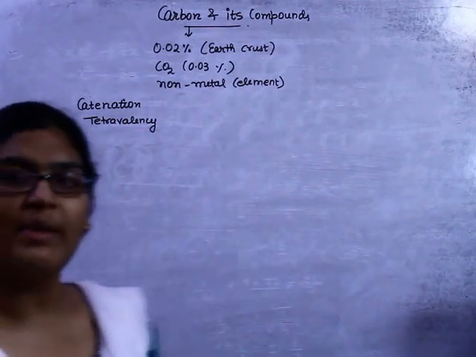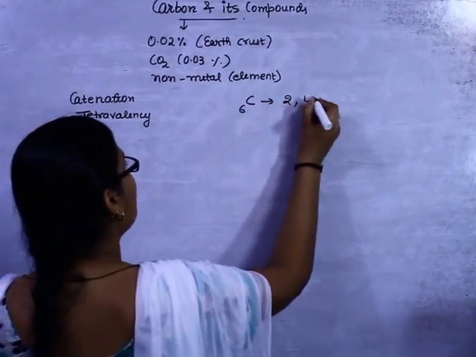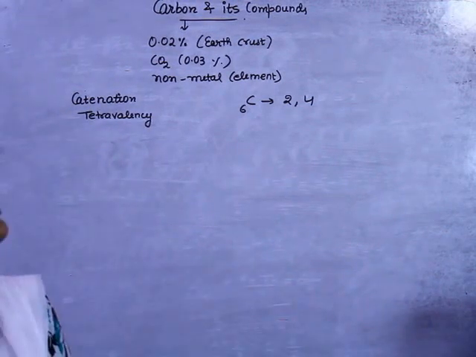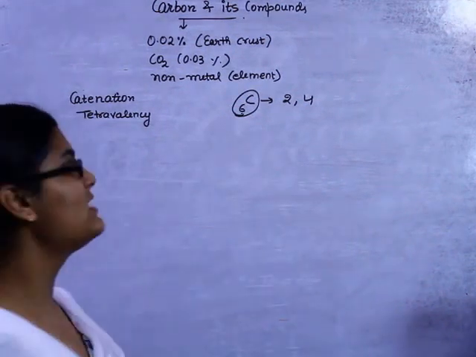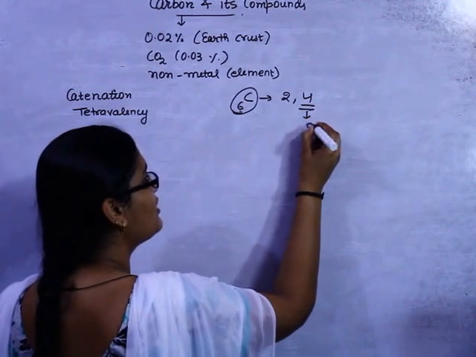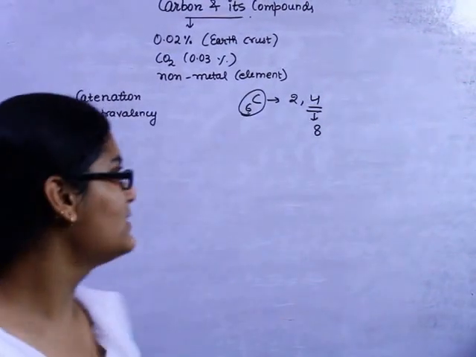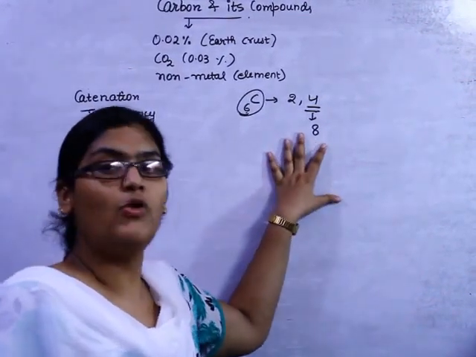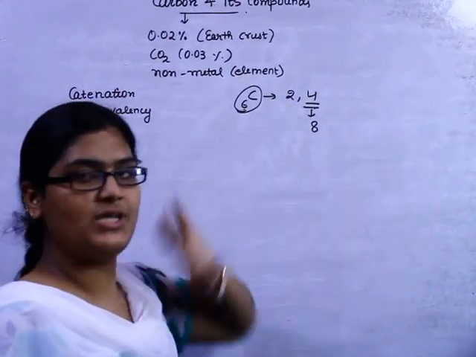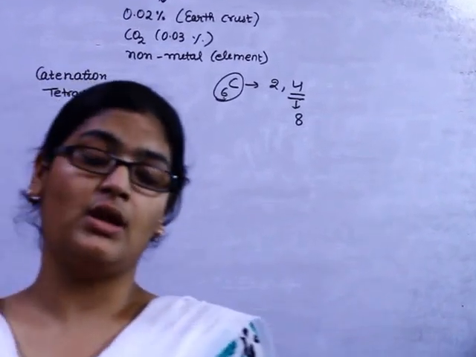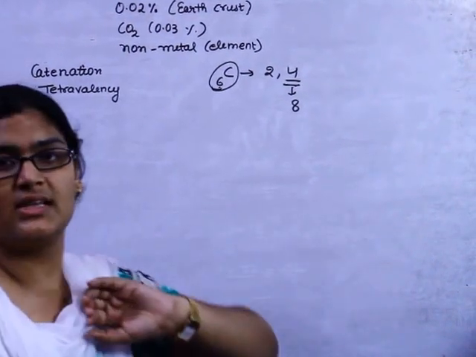Carbon has atomic number 6. So if we write its electronic configuration, we get 2 and 4. And as you know, to attain stability, to attain noble gas configuration, it has to complete 8 electrons in its outermost shell. So it can do two things. Either it will gain 4 electrons to complete it, or it will lose 4 electrons to reach the first shell's noble gas configuration. But to your surprise, neither of these two methods can happen.